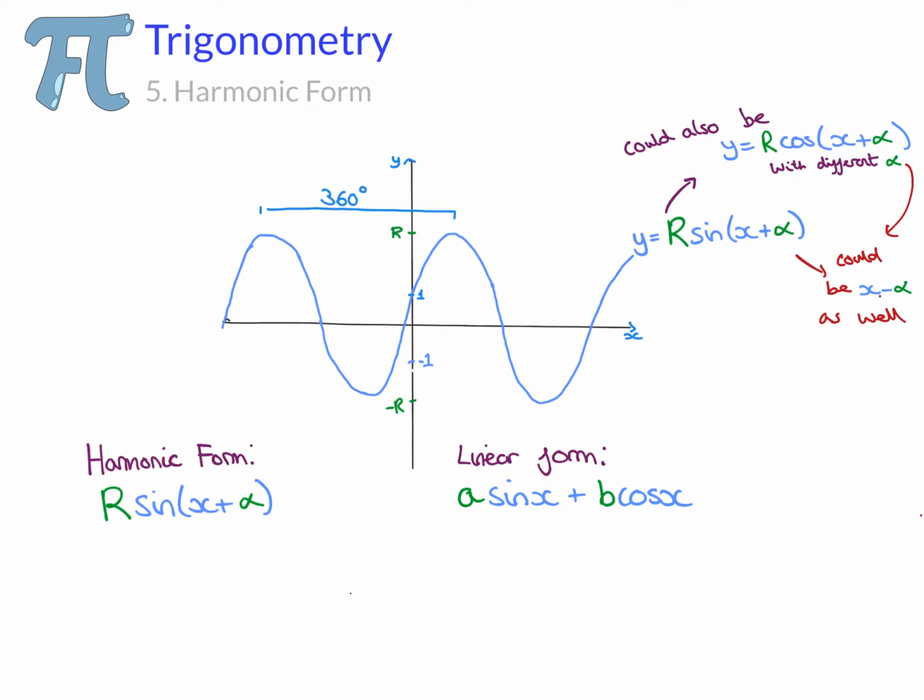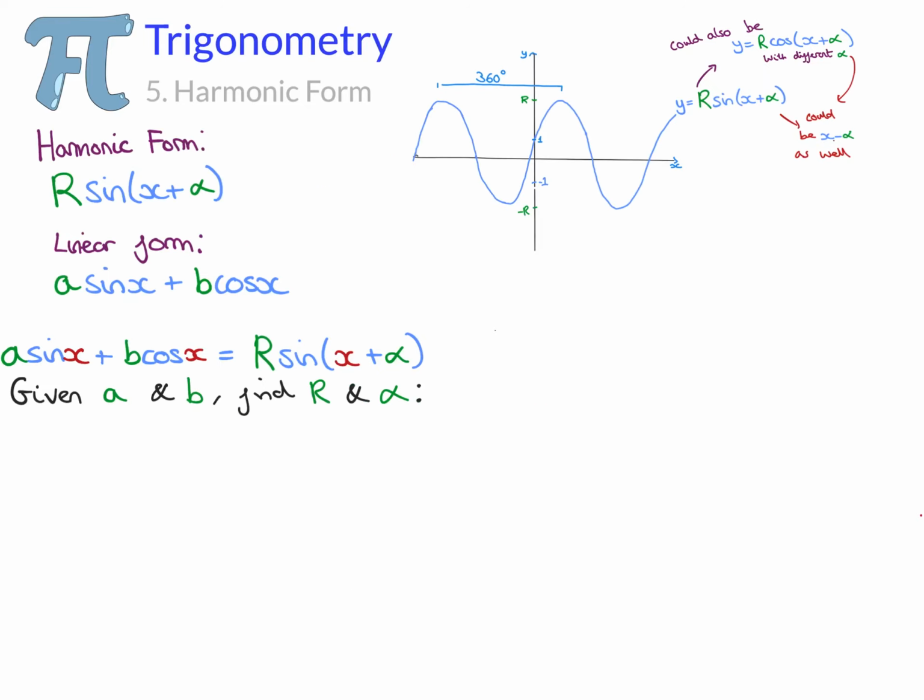Both of these are legitimate ways of expressing this 360-degree periodic curve, and so we must be able to interchange between the two. In exams, we are usually given the values of a and b and asked to find the constants r and alpha. The procedure to do this is quite simple.